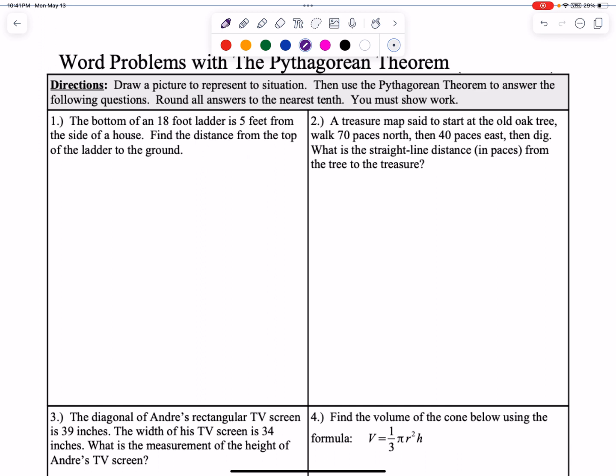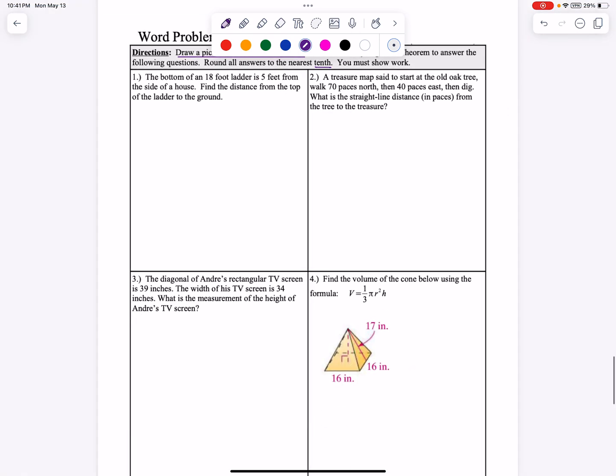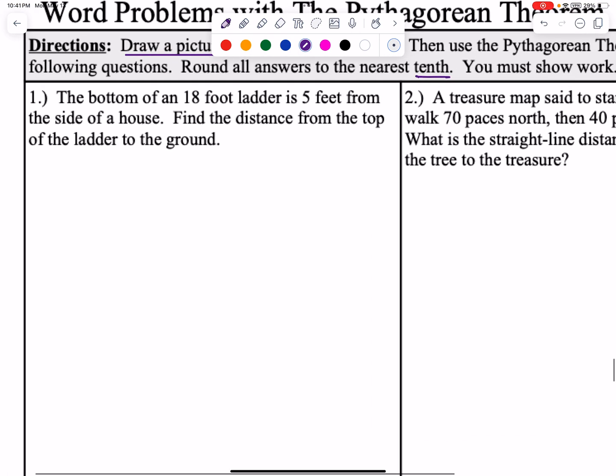So let's go ahead and do some other word problems. It does say draw a picture to represent the situation, and then round everything to the nearest tenth. You must show work. Okay, so this will be some good practice ones for you. It says the bottom of an 18-foot ladder is 5 feet from the side of the house. Okay, so it's good to draw a little sketch here. I'm just going to draw a super easy house here. Okay, so there's my beautiful house, the door and such like that. Okay, there we go. Good enough, right?